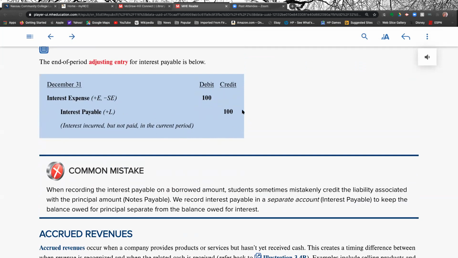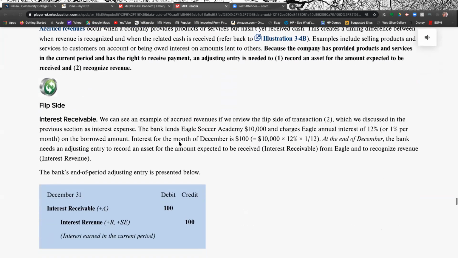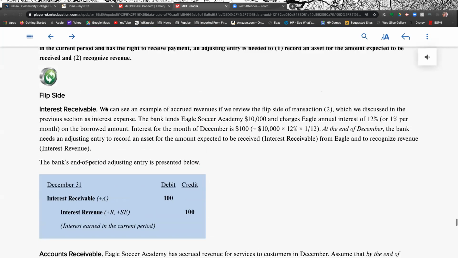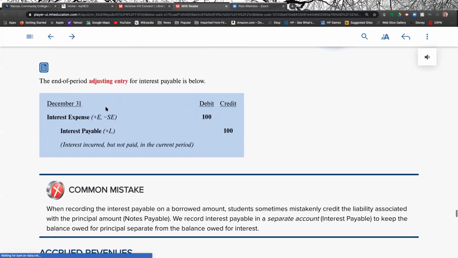You're the borrower. Debit interest expense, credit interest payable. What entry should the bank make? Debit interest receivable, credit interest revenue. It's kind of the opposite, right, of what that is. So this is the entry that the bank, the lender, would make for this same transaction that we saw here.